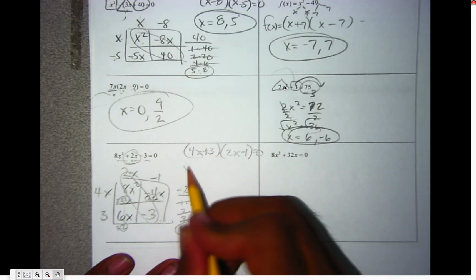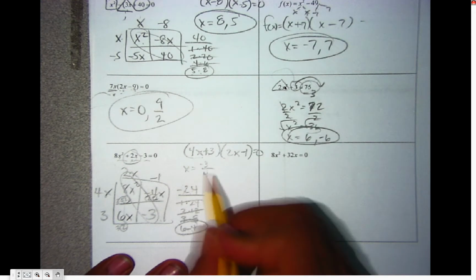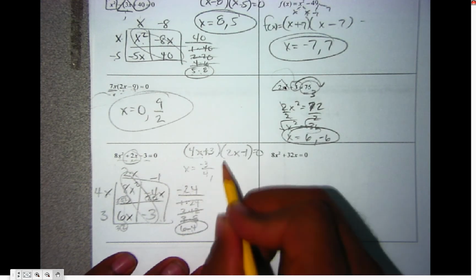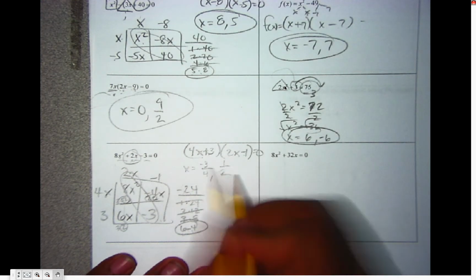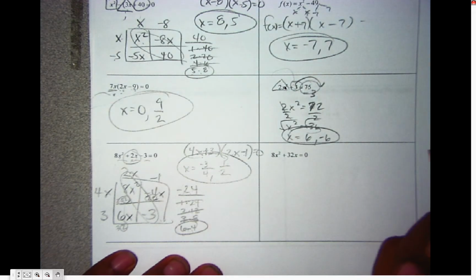X is a liar again, so that's plus. So now minus 3. Then I put it over the 4. And again, that's minus, so plus 1 over the 2. So negative 3 over 4 and 1 over 2.